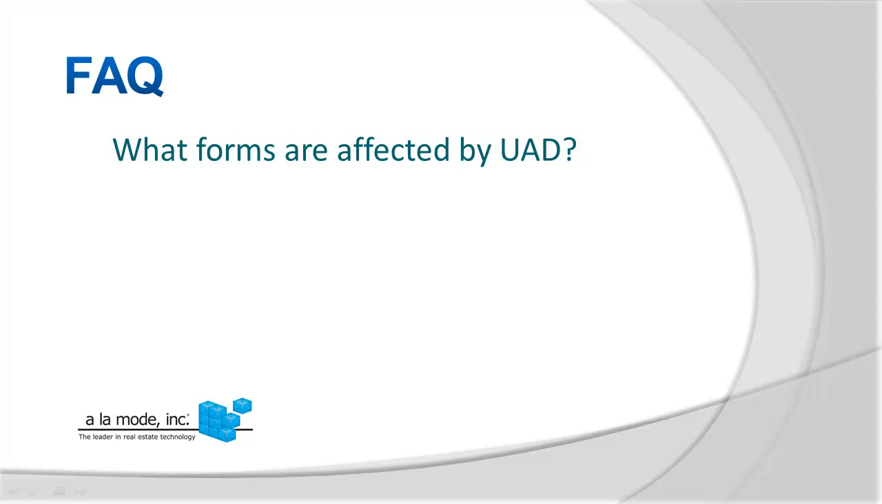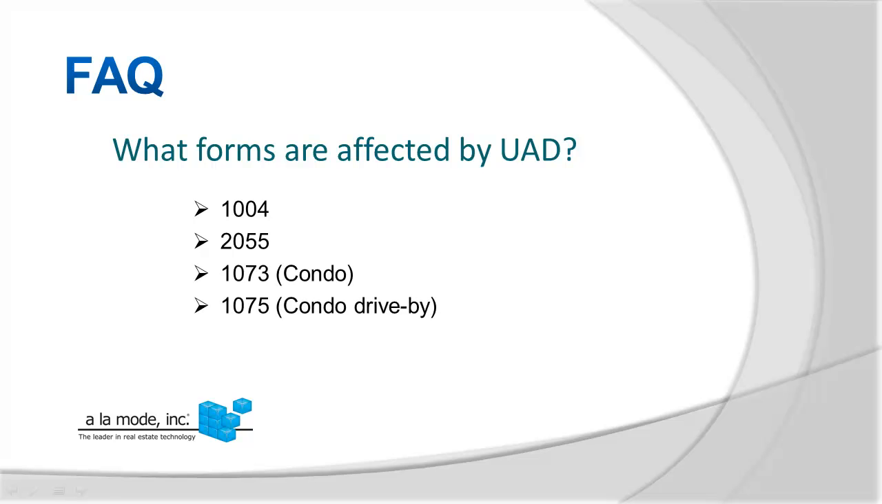So which forms are affected by UAD? Well, there are 4 of them: 1004 and 2055, and the condo and the condo drive-by. That's it. There are only 4 forms affected by UAD.